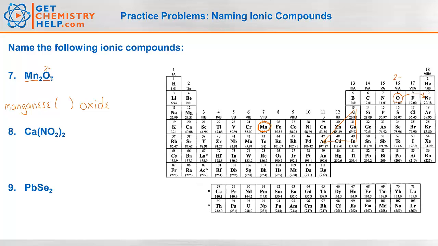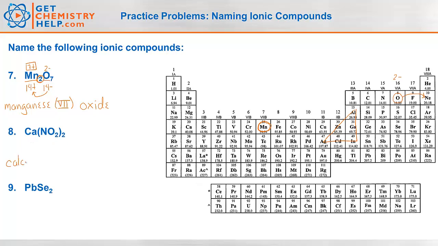We have 7 of them. That's a total charge on the anions of 14 negative. Well, that means the total charge on the cations must be 14 positive. But that does not mean that manganese is manganese 14, because we have 2 manganese combining to give me 14 positive. So what would each manganese have to be? Well, each manganese would have to be 7 positive, so manganese 7. Manganese 7 oxide.